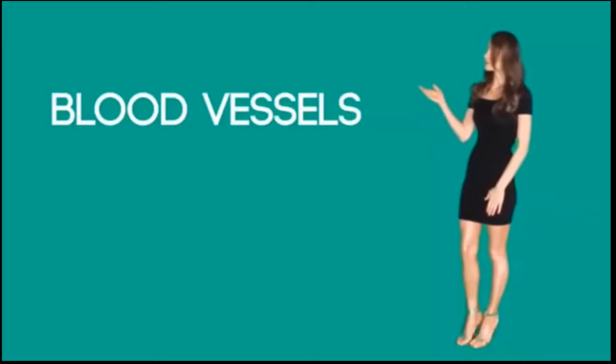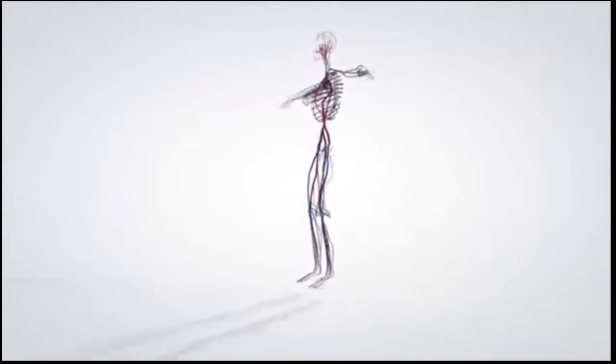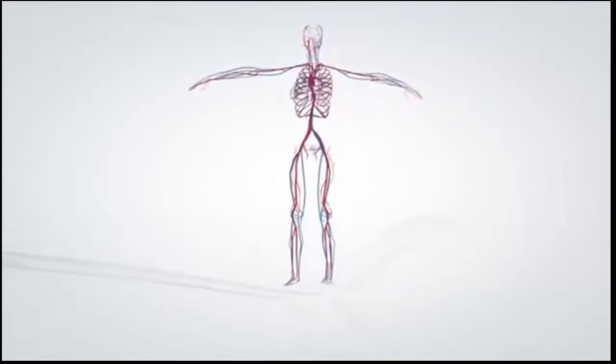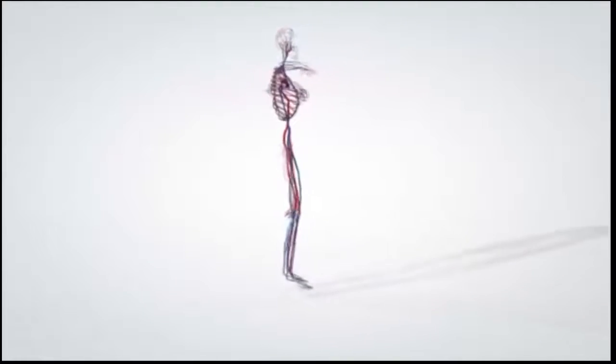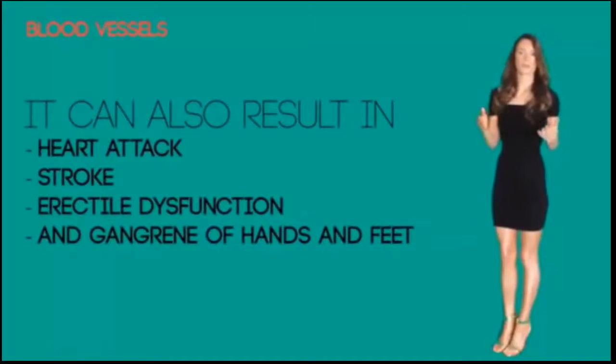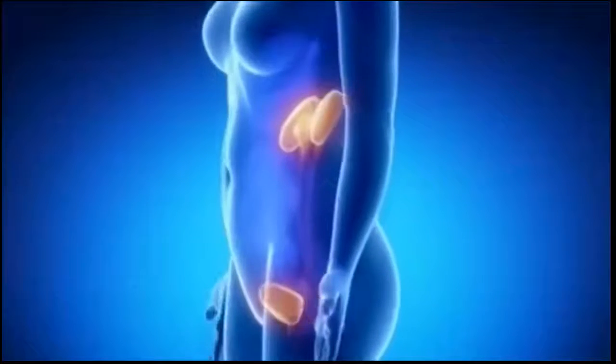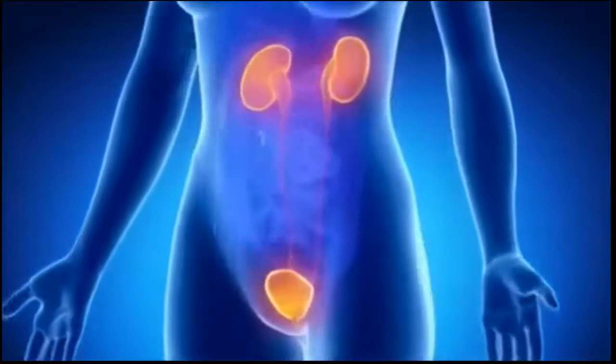The blood vessels are also affected. The blood vessels are affected due to poor blood circulation, which also means slow recovery from wounds and hence susceptibility to infections. It can also result in heart attack, stroke, erectile dysfunction, and gangrene of the hands and feet. Diabetes can also affect the kidney by causing renal dysfunction and eventually kidney failure.